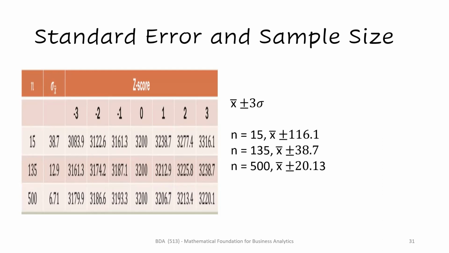The same goes for where the sample size is 135. We multiply 12.9 by 3. So it's the same explanation as we had at first. And where the sample size is 500, we multiply 6.71 by 3, and then it gives us the range.